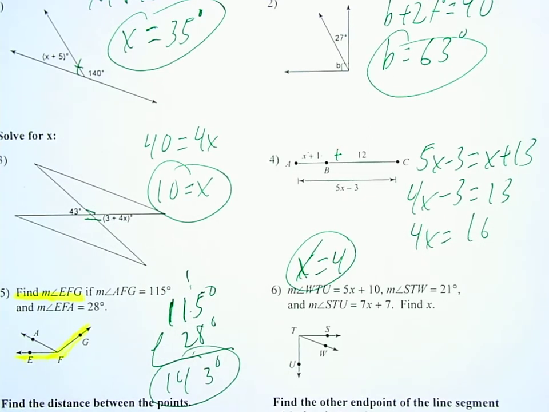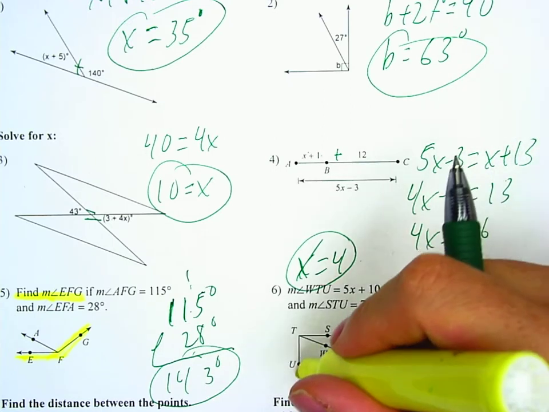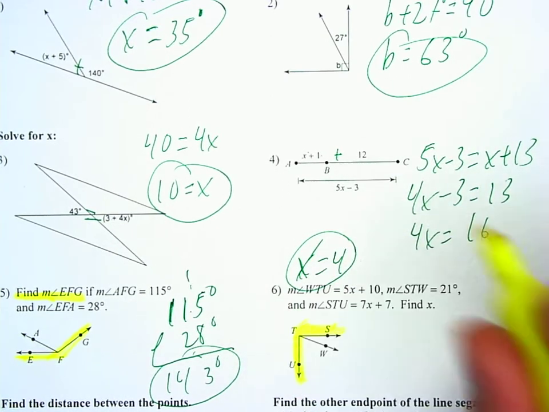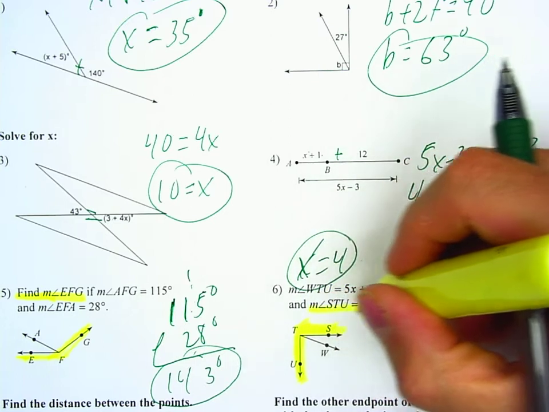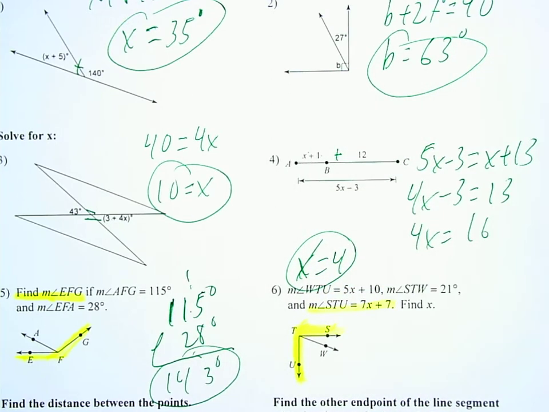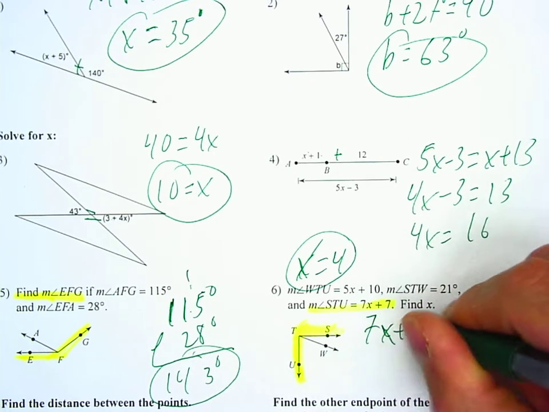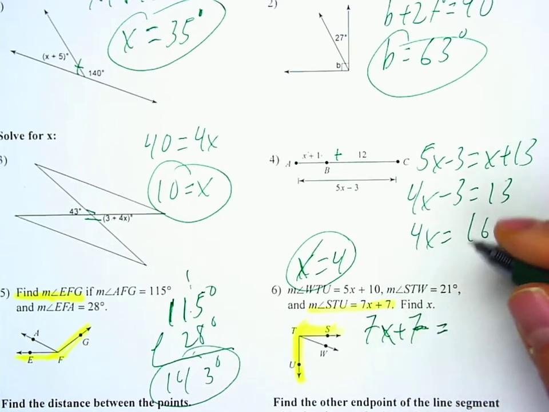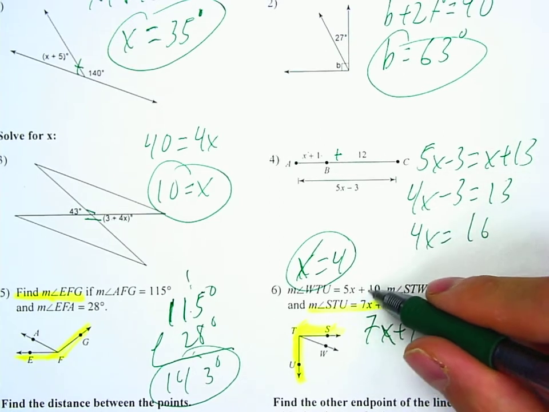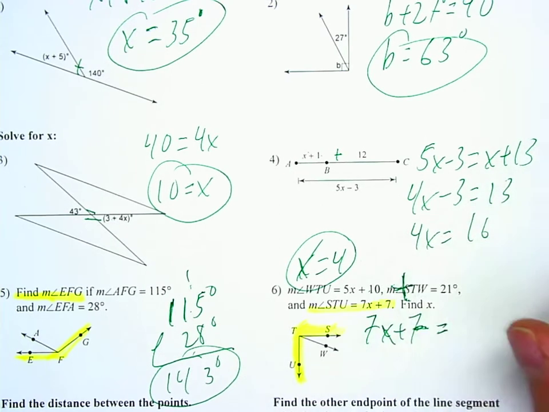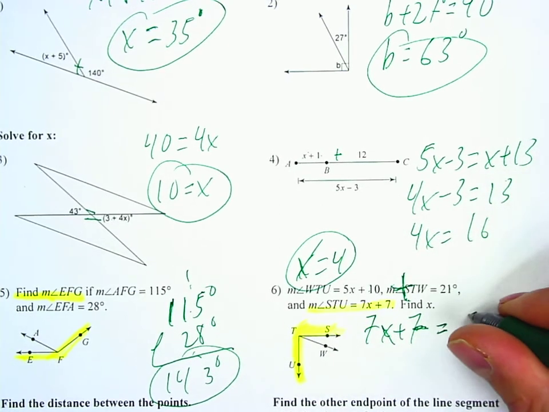Question 6, let's look for the value of x. So again, I'm looking for which one is the entire angle, because the other two add up to make it. So this is angle UTS, or STU. So that angle there, 7x plus 7, is the entire angle. The other two angles add together to make it. So this is 5x plus 10 plus the 21. Those two add together. So it's 5x plus 10 plus 21, so 5x plus 31.